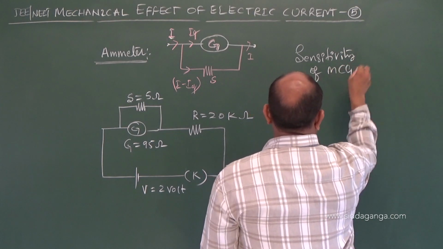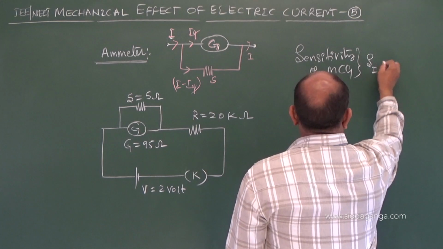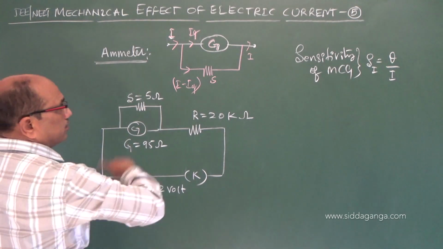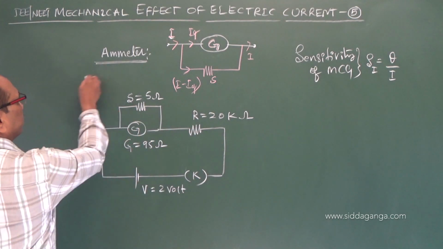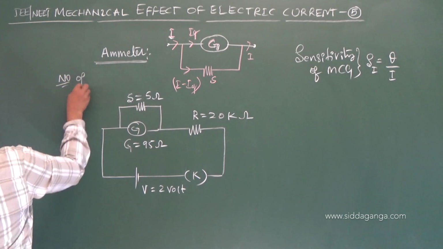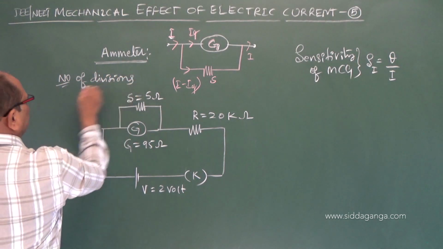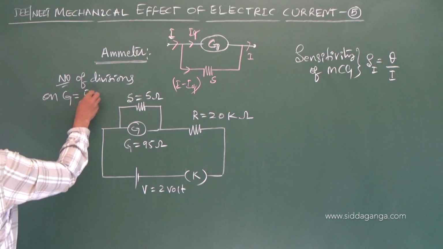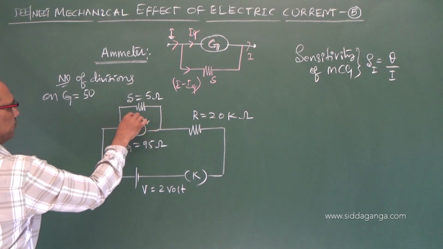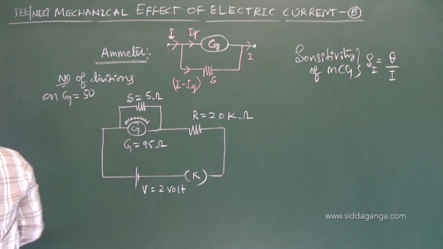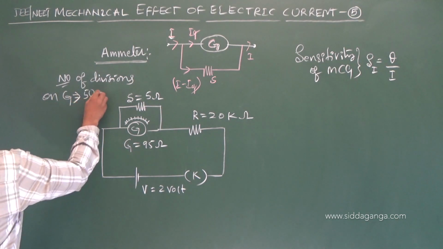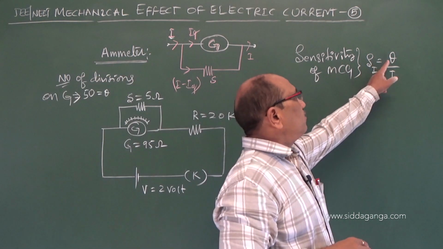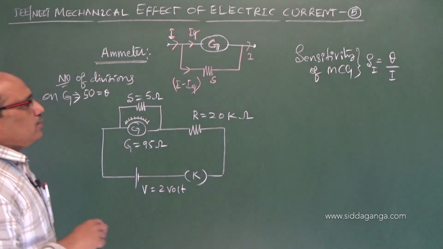Of EMCG calculation. Current sensitivity is theta by I. Number of divisions on this scale. Number of divisions on G is 50. The galvanometer has maximum 50 divisions on its scale. This is nothing but theta. Theta is given, 50 divisions are there. Number of divisions per ampere. Current have to estimate in this.